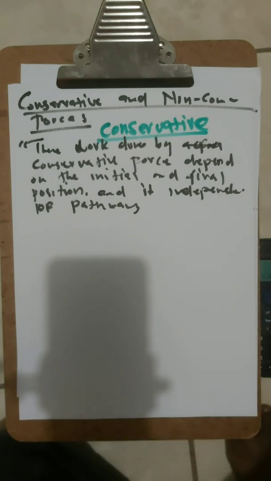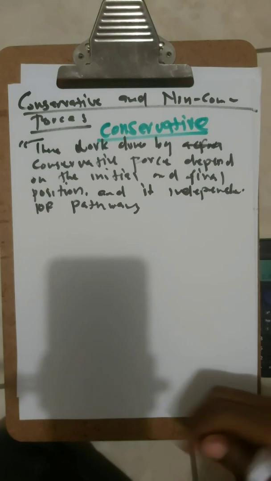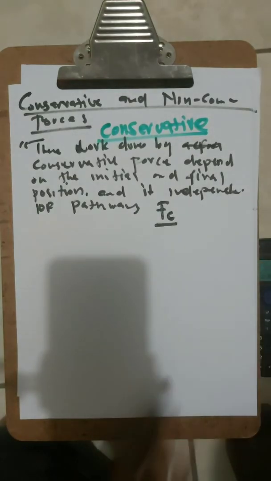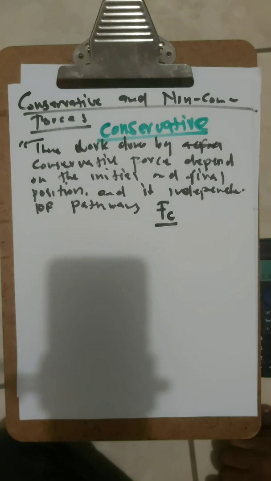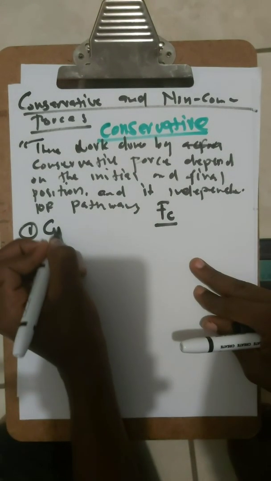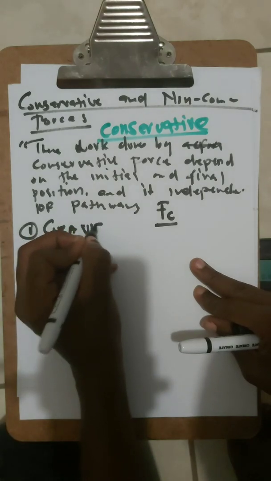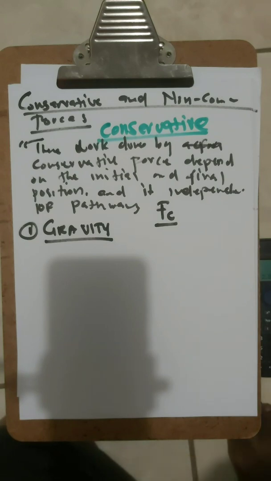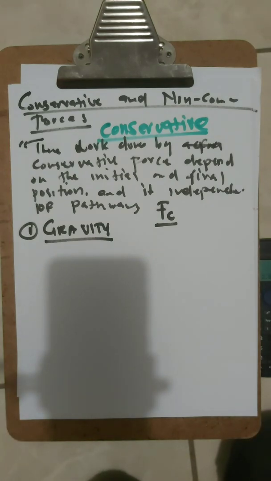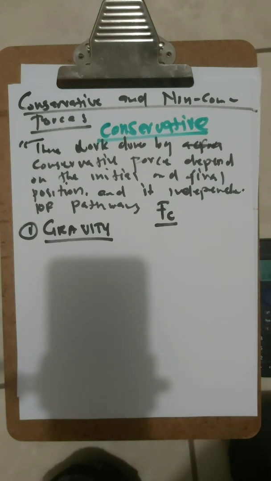When you talk about conservative forces, we can represent a conservative force by Fc. Basically conservative forces are non-wasteful forces, they are internal forces. For example, one example of a conservative force is gravity. Gravity is a conservative force. It's path independent. It does not depend on the path.